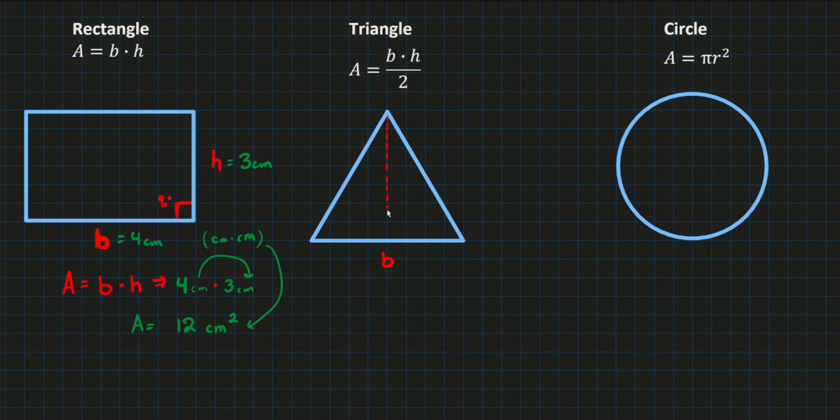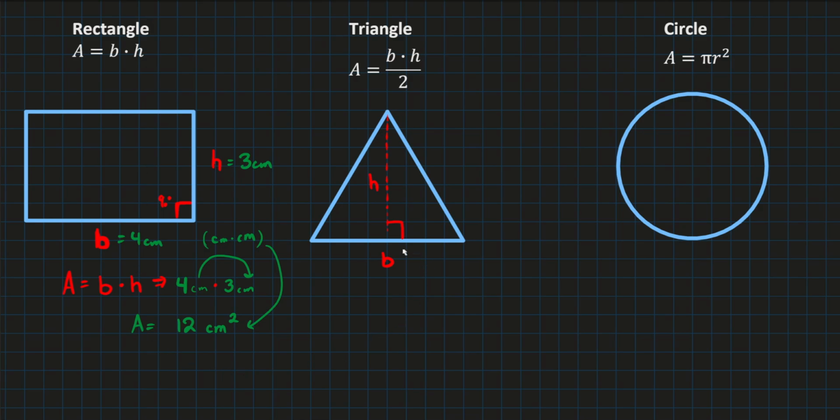up to the opposite vertex. Vertex is just a fancy word for the opposite point on the triangle. This would be the height. It is the imaginary line from the base to the vertex that is perpendicular, a 90-degree angle.